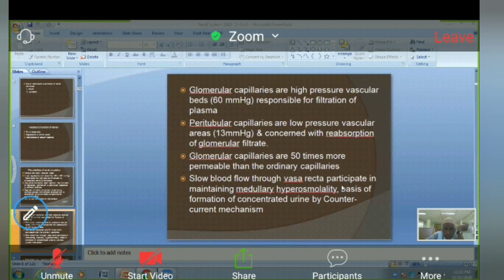These capillaries are particular capillaries called vasa recta. Vasa means vessel, recta means straight. These are straight capillaries. They participate in maintaining the high medullary osmolality. The blood flow through these capillaries is extremely slow, and this extremely slow blood flow through the vasa recta is important for maintaining the medullary hyperosmolality, which is the basis of the countercurrent mechanism. And this countercurrent mechanism is again responsible for producing concentrated urine, okay?